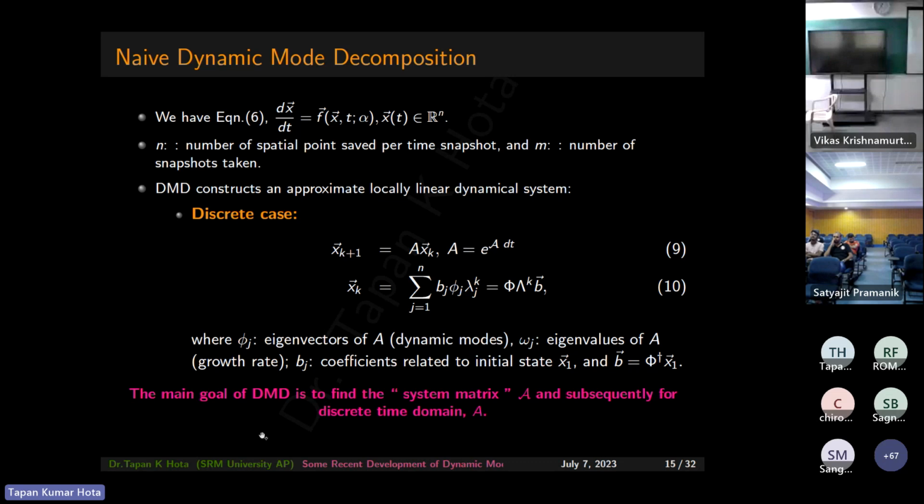So what does DMD do? Unlike the spectral decomposition, which assumes the vectors to be orthogonal, here the phi j's are assumed simply to be linearly independent, nothing else. There is no guarantee that they are orthogonal. Second, both the eigenmode decomposition and the naive dynamic mode decomposition have a common feature: they use the same separation of variables, so the space variable and the time variable are separated out. The main goal of DMD is to find this system matrix, or subsequently the discrete time domain A.